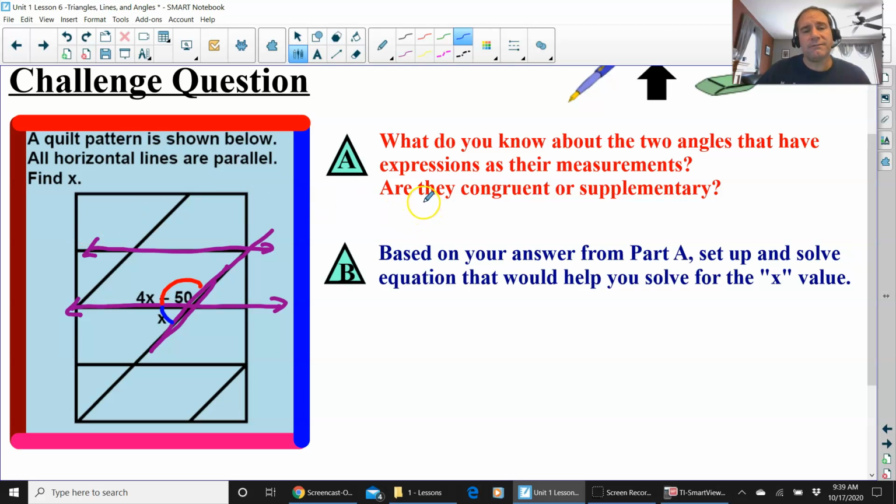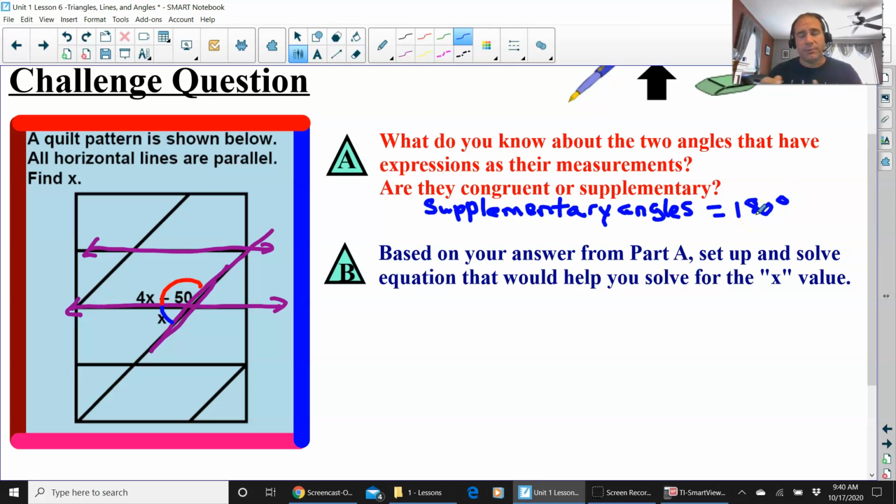So hopefully you did get your answer. They are supplementary angles. They are not the same. They're part of a straight line. Supplementary angles equal 180 degrees. So if they're equal to 180 degrees, you cannot put down that they're equal to each other, all right? So, sorry, I just made a mistake there.